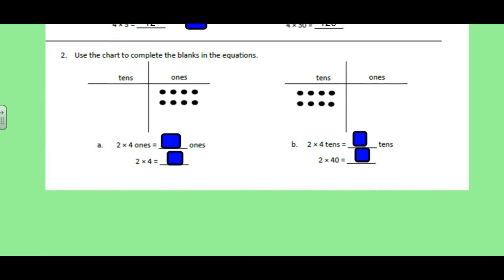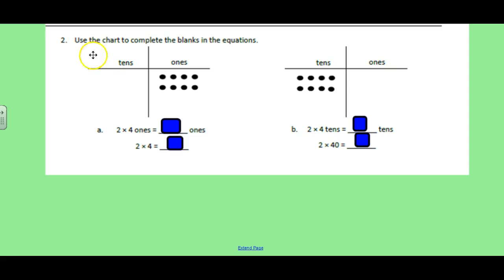Okay, moving on down here to the place value charts. It says use the chart to complete the blanks in the equations. So right here you see that we have our circles in the ones column, and there are 2 rows with 4 in each row. So that's where we get 2 times 4 ones. So how many ones do we have all together? We've got 8. So that tells us that 2 times 4 is 8.